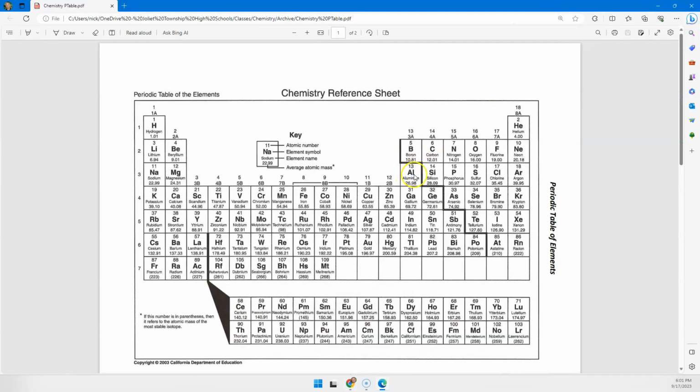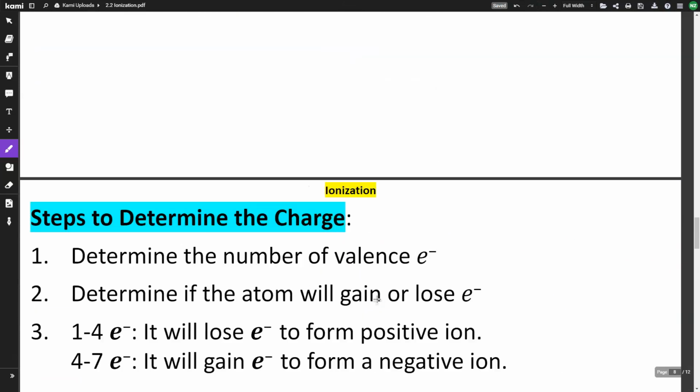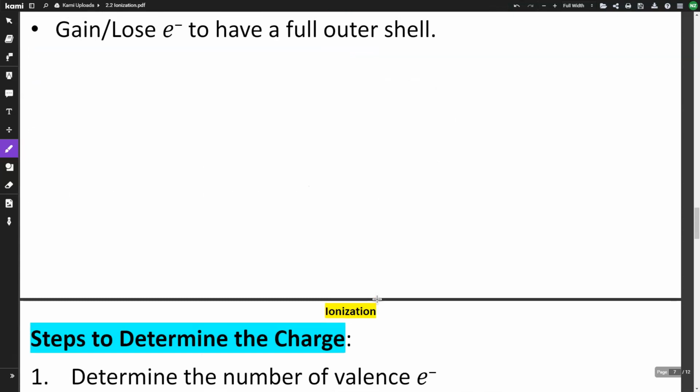All right, aluminum is in group 3A. It's going to have 3 valence electrons. Now, this is where it gets a little confusing when we lose. So how can you lose and have a full outer shell? Well, let me show you what I mean.